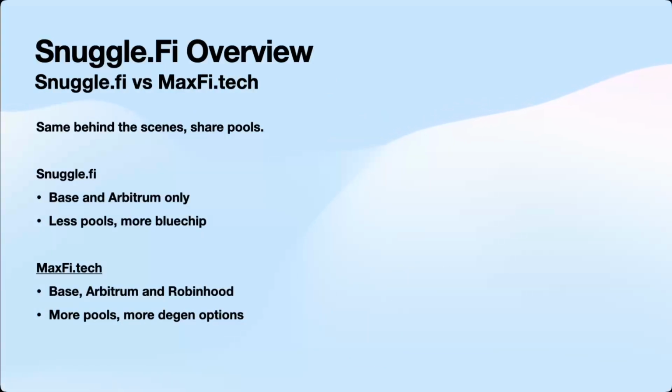The other question that I've received quite a bit is, what's the difference between SnuggleFi and maxfi.tech? Essentially behind the scenes they are the same platform, same people, it's just two different front ends. SnuggleFi is Base and Ethereum only. It tends to have fewer pools and they're more blue chip type pools. maxfi.tech has Base, Arbitrum and Robinhood. I've been playing a little bit over the last week with some of their Robinhood positions. It has more pools and it has more degen options.